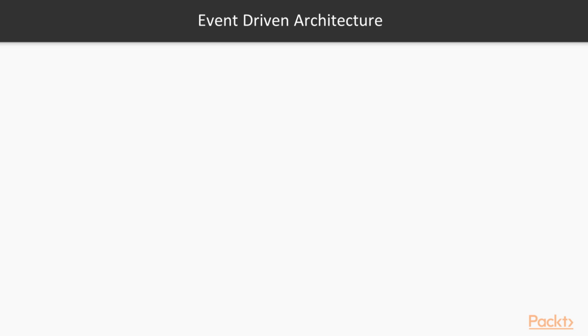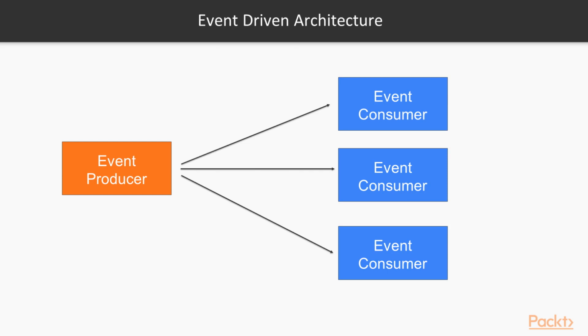An event-driven architecture is an architectural pattern. It consists of event producers and event consumers. Both of them are very decoupled from each other, so producers don't know which consumers are listening. Usually you can have a producer and many consumers.